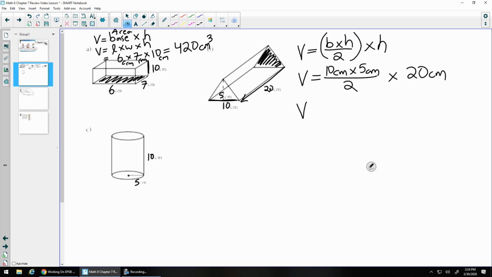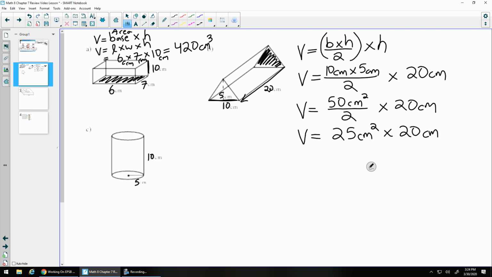Okay, so to break this down, 10 times 5 gives me 50 centimeters. Now I also want centimeters times by centimeters, so that's 50 centimeters squared. And I divide that by 2. The 2 doesn't have any units, so it stays centimeters squared. And I'm still timesing that by 20 centimeters. So volume is equal to, well, 50 divided by 2 is 25 centimeters squared times by 20 centimeters. So now I have the centimeters squared times by centimeters. I'm still going to have 3 of those centimeters because centimeters squared is 2 of them. And then another centimeters is going to make centimeters cubed.